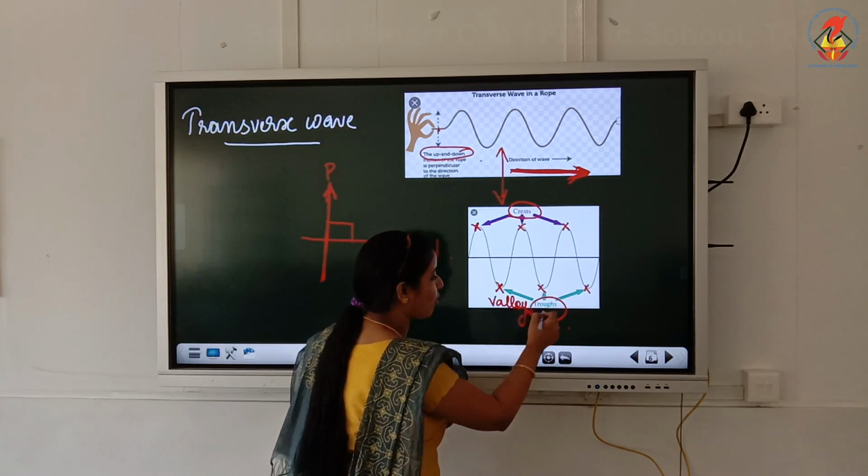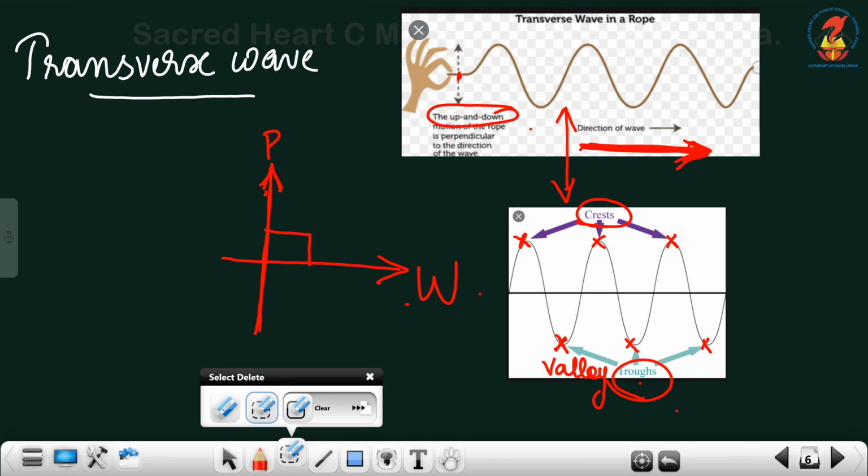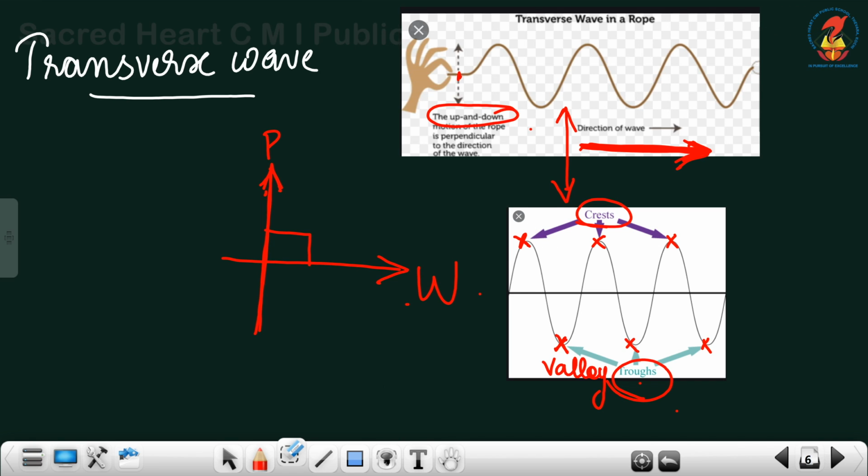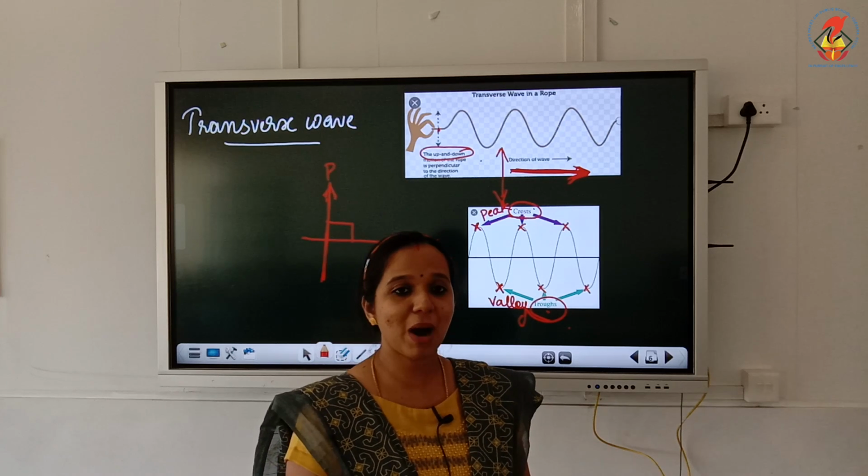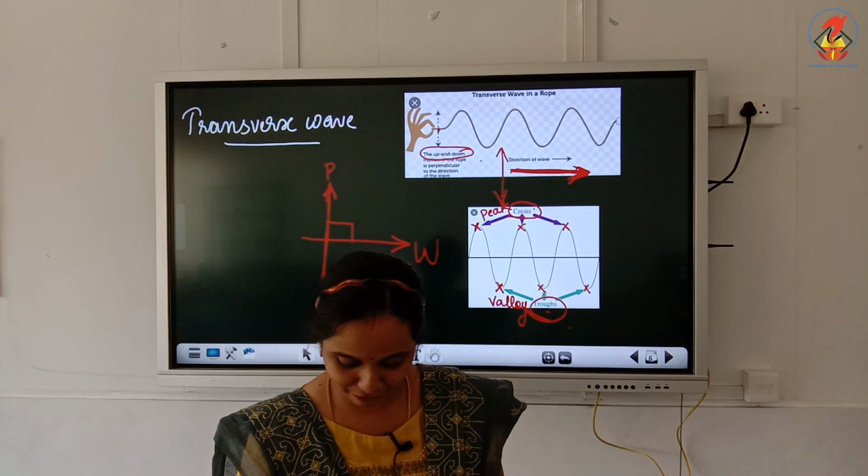This valley point is called the trough, and the peak point of the wave is called the crest. So the two parts of the wave are the peak point, which is called the crest, and the valley point, which is called the trough. So these are the two parts of a sound wave.